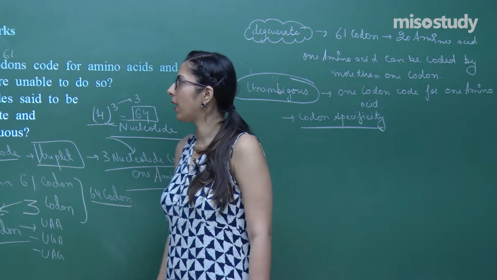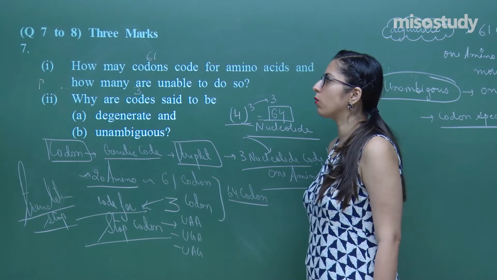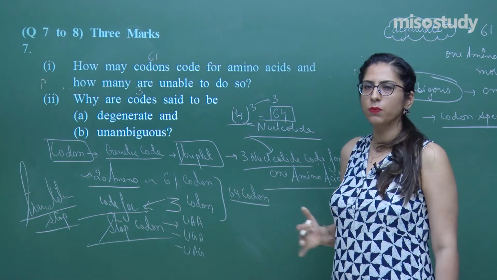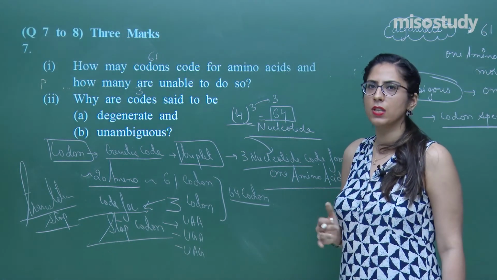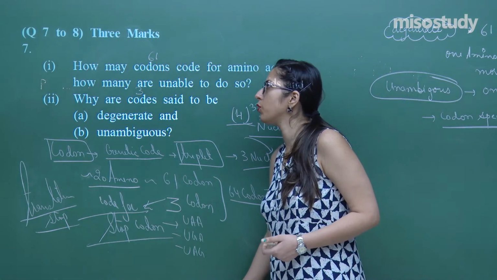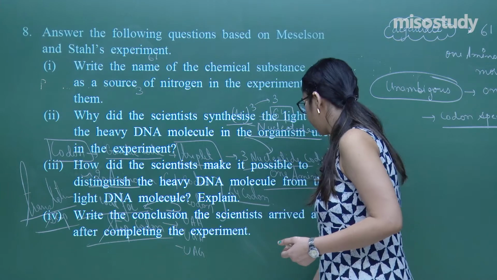code. Now come back to the question. This was a 3-mark question. This is how you have to attempt. Hope whatever queries were in your mind related to the genetic code are clear to you. Now let's move to the next question, question number 8.